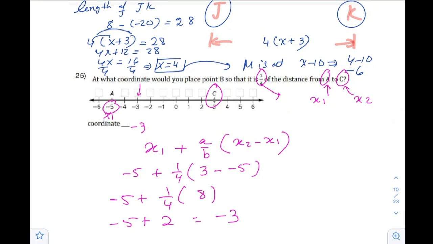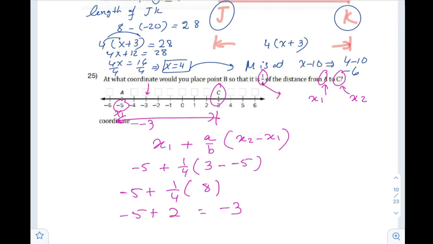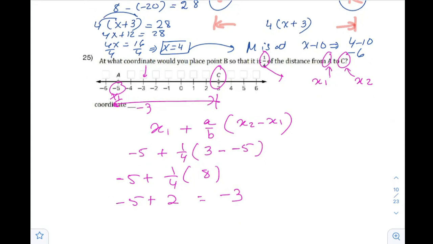So it's somewhere here, and it shows that it is a quarter of the distance. Yeah, try to divide this into 4 fourths. So it will indeed be at the first fourth from A to C. Yes, this is the point B. So point B will be here.